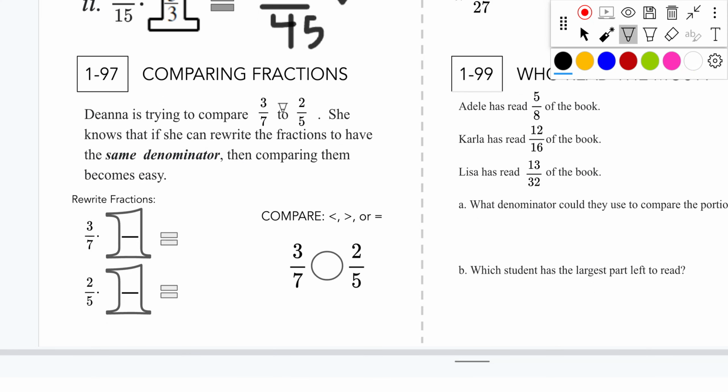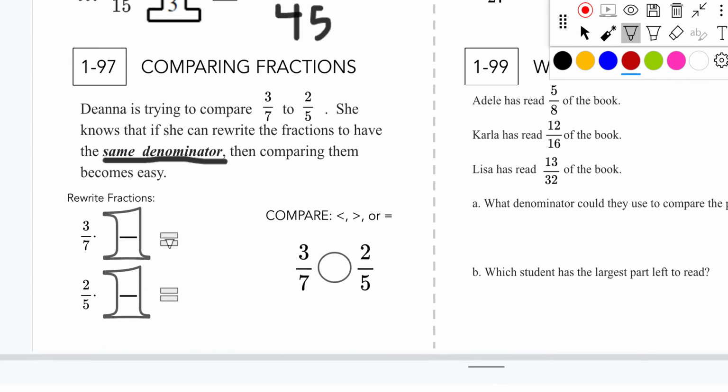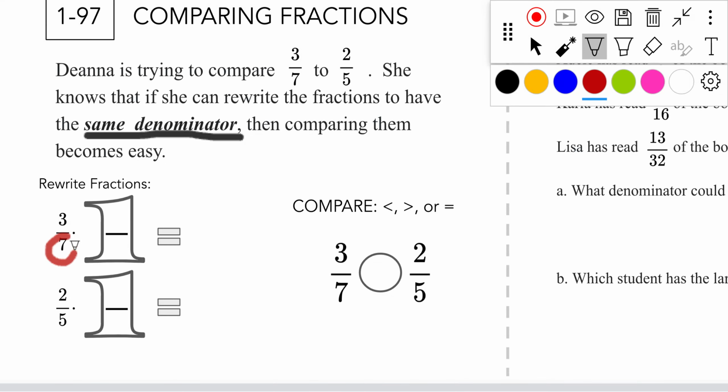Deanna is trying to compare these two ratios, these two fractions. She knows that if she can rewrite the fractions to have the same what? Yeah, the same denominator, then comparing them becomes easy. If you did this problem, you're going to notice it's pretty easy to compare them once you've rewritten the fractions. So we're going to look at the number 7 and the number 5.